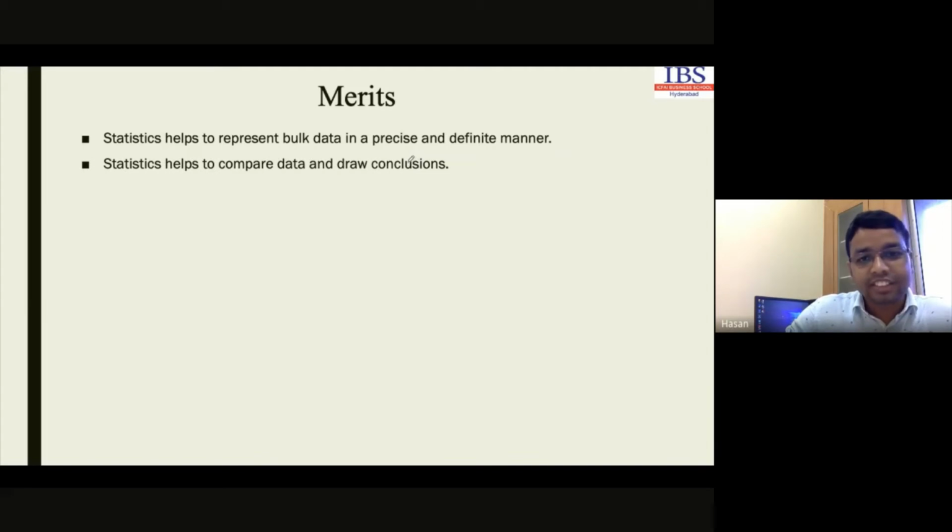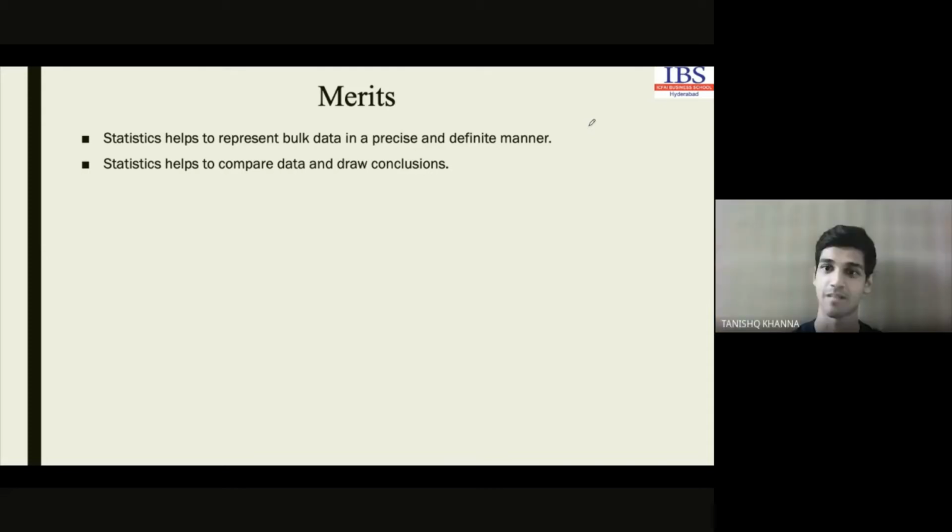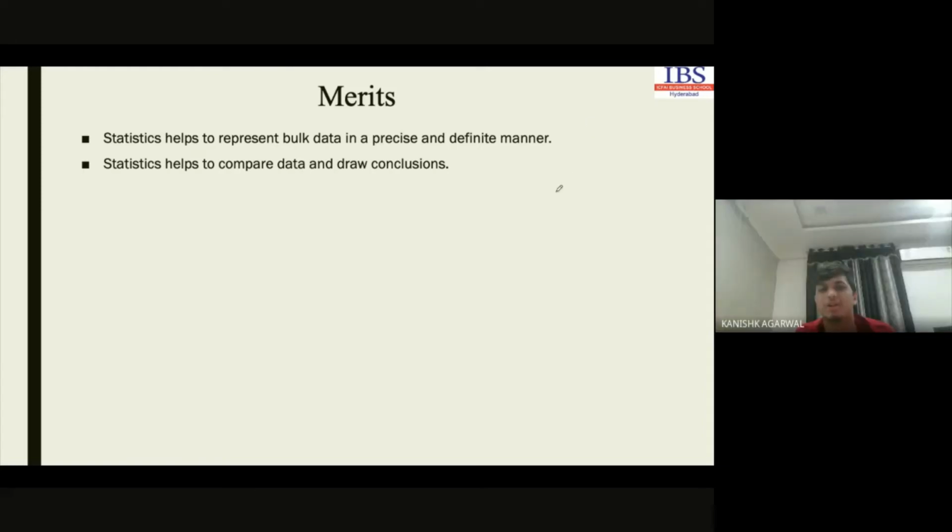Next one is compare the data and draw conclusions. If we have cross-sectional data, for example two different companies with the same data for the same parameters, we can easily compare them using statistics. Same company, different years also, sir. Yes, same company, different years, definitely. That's why we should not jump to conclusions. We should use statistics to compare data.